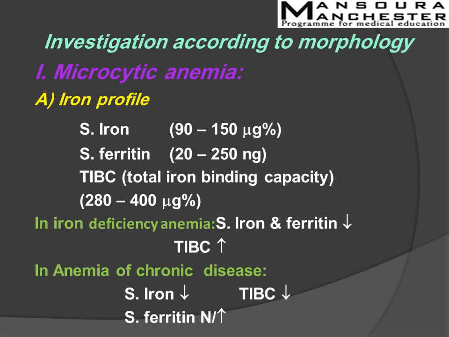Okay. In cases of microcytic anemia, I need to request an iron profile. The iron profile is in the form of serum iron, serum ferritin, total iron binding capacity, or sometimes we may request transferrin receptors and transferrin saturation. Basically, in patients with iron deficiency anemia, the serum iron, serum ferritin, and transferrin saturation will be low, with an increase in the total iron binding capacity.